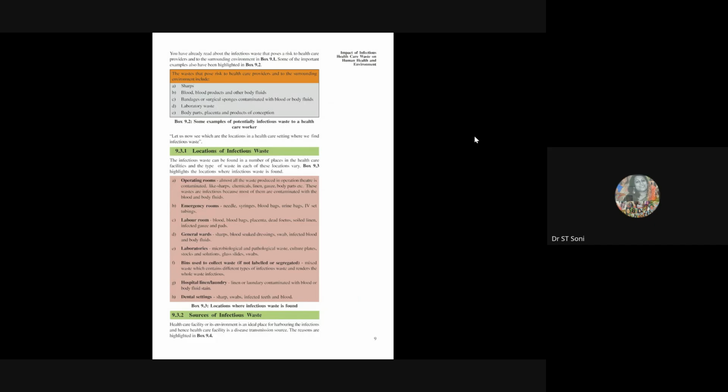So from where can they be generated? Inside the hospital, a huge amount is generated in the operation theaters, we all know that. Contaminated sharps, chemicals, infected linen, gauze pieces, body parts, you name everything, it is generated in the operation theater.